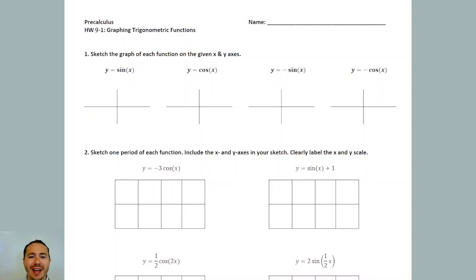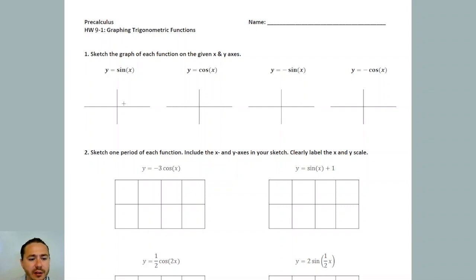Hey y'all, welcome back. Let's take a look at tonight's homework. Now we're starting a new unit, as you are aware of. We are graphing trigonometric functions. So this problem number one just has us sketch the parent functions for sine, cosine, and their opposites.